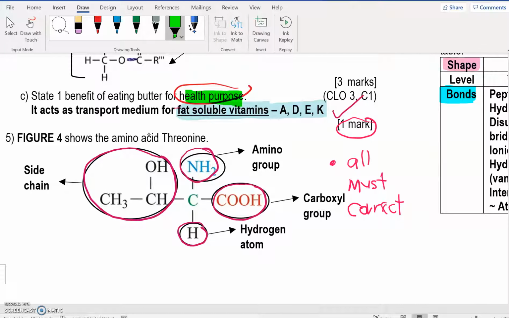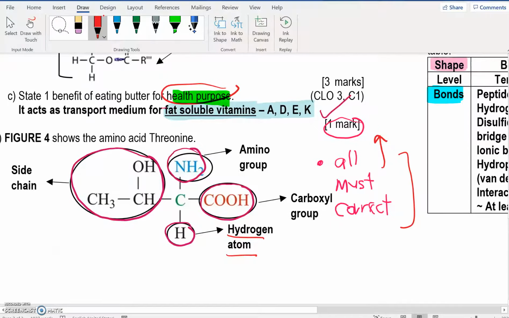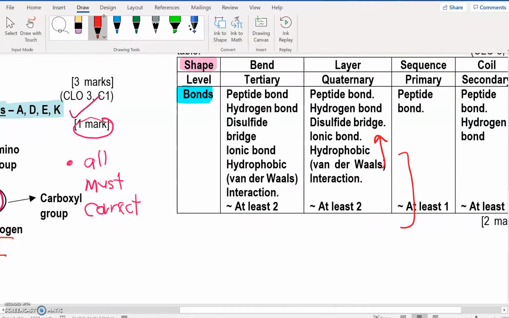Next for protein. For protein, most of you forgot to circle the hydrogen atom. All must be correct, then you manage to get 1 mark. Okay, class, then proceed to the next.